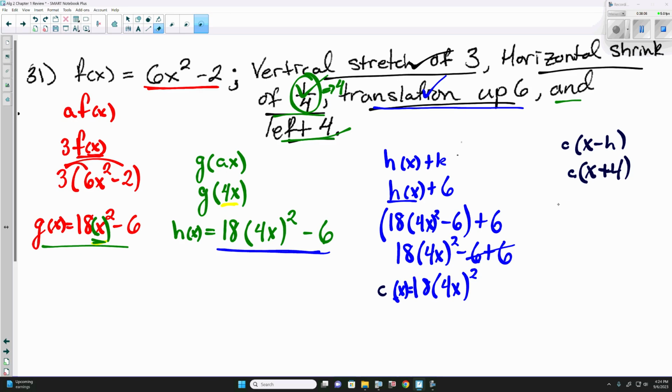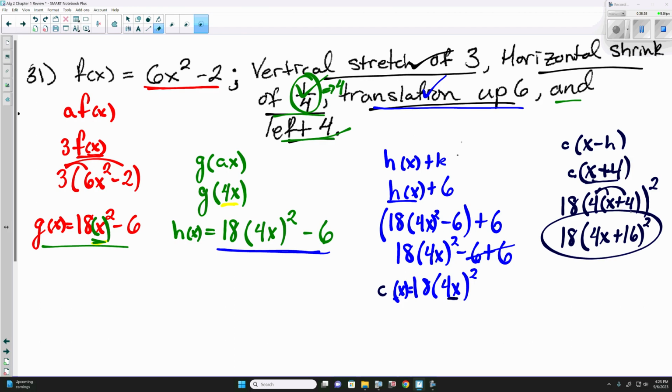Now to replace that, there is an x in our c of x, it has to be replaced with x plus 4. We'll still have the 18. We still have the 4, but instead of x, we have x plus 4 squared. Now this one here, we will need to distribute the 4. 4 times x is going to be 4x. 4 times 4 is plus 16 squared. And this is our final answer.